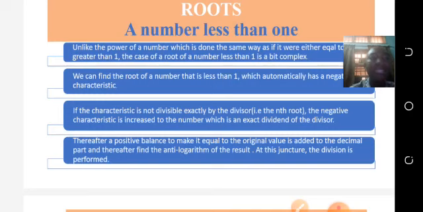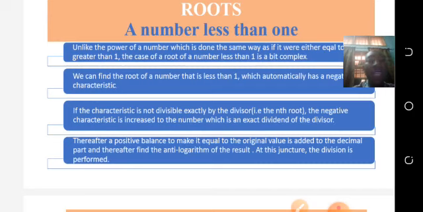So the number down is what we call the divisor, while the number up is what we call the dividend. So point number 4, thereafter, a positive balance to make it equal to the original value is added to the decimal part, and thereafter find the antilogarithm of the result. So at this juncture, the division is performed after you follow those rules one by one.